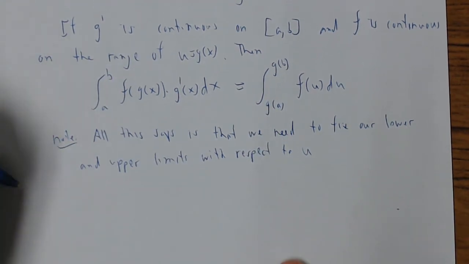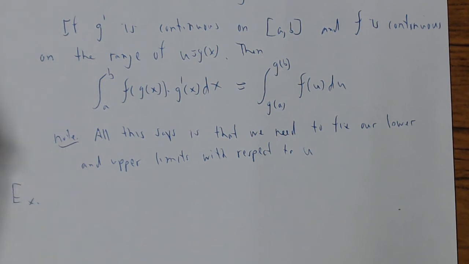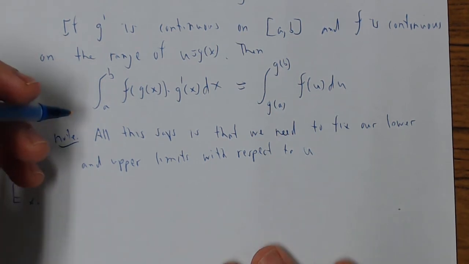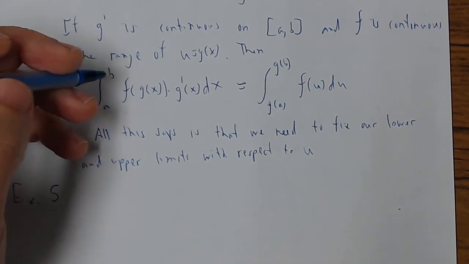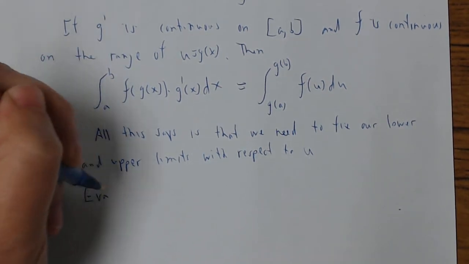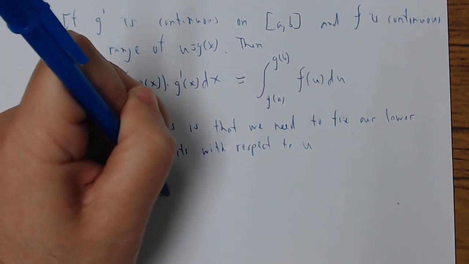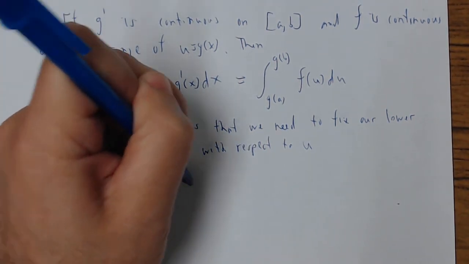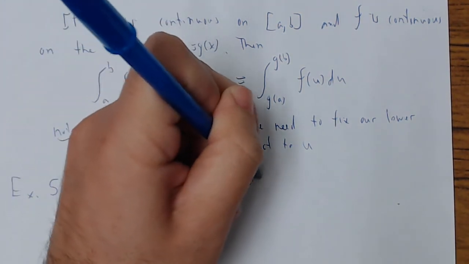So let's look at our last example, and then we'll talk about integrals of symmetric functions, and that'll basically do it. So I believe this is example 5. I would say evaluate the integral from 0 to 4 of the square root of 2x plus 1 dx.